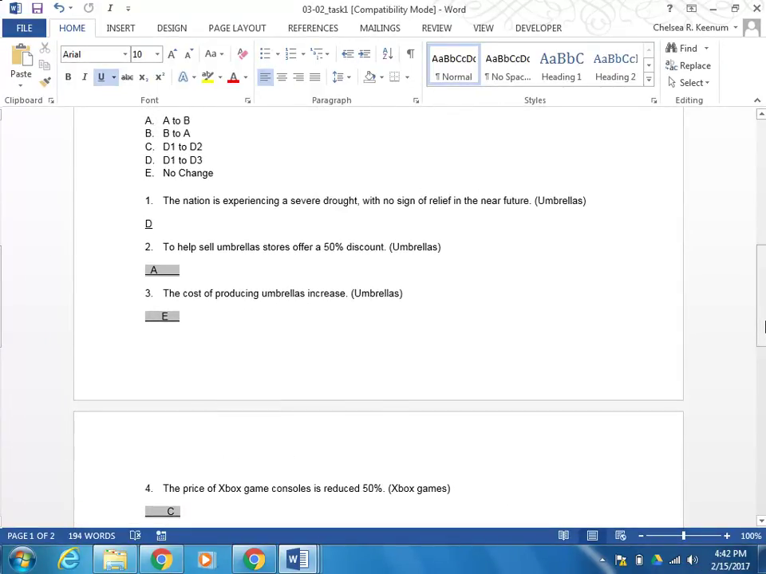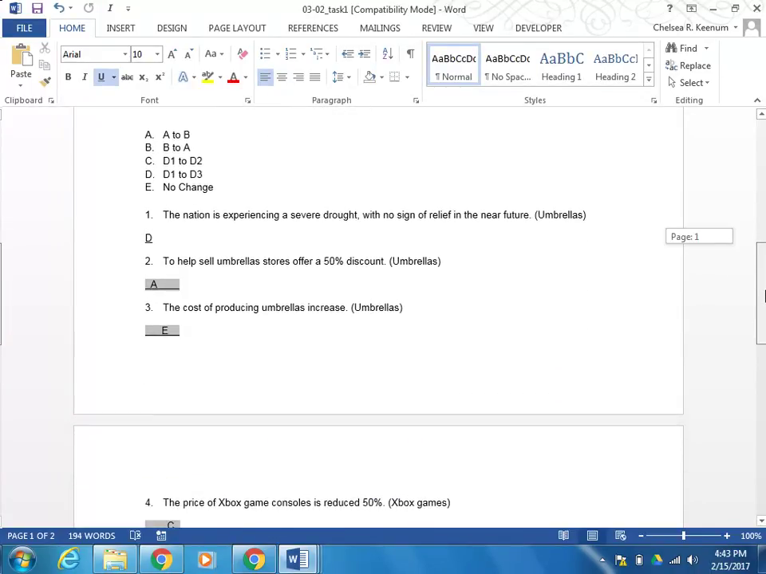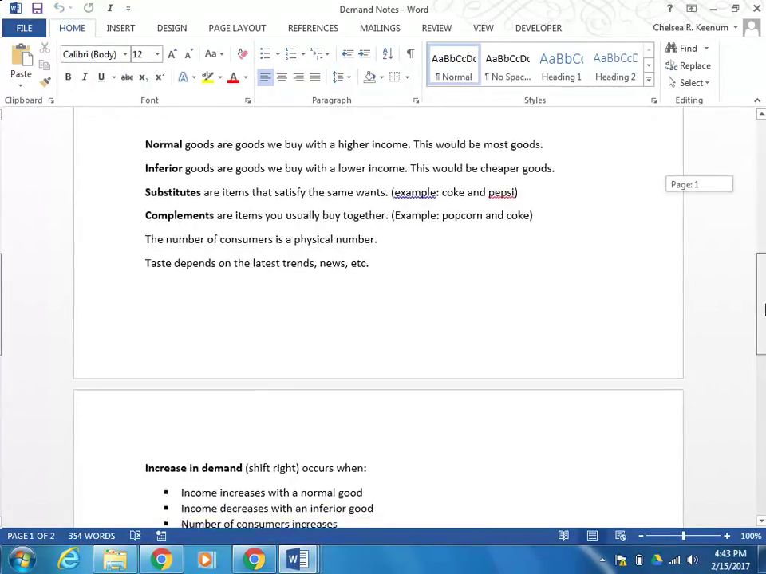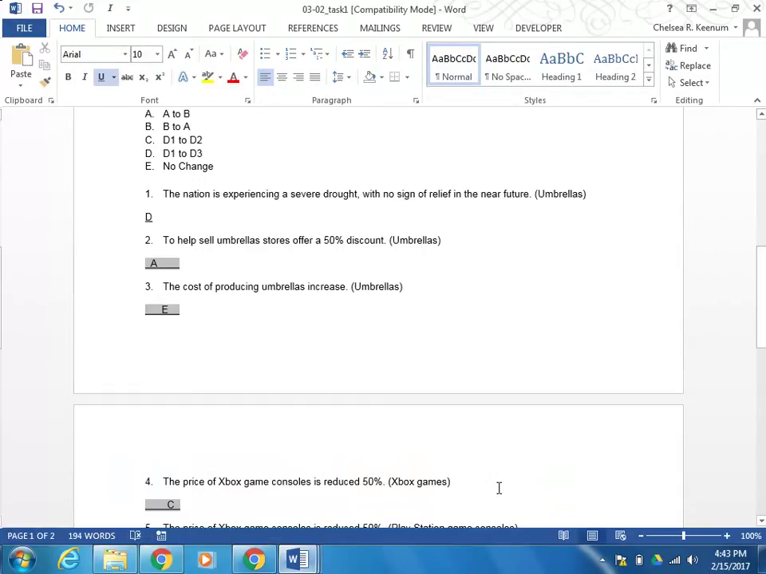Number four, the price of Xbox game consoles is reduced 50%. So what's going to happen to Xbox games? Well, this is going to be C, a shift to the right from D1 to D2. There's going to be an increase in the demand for Xbox games. And here is why. If we go back and look at our notes, an increase in demand happens when the price of a complement decreases. An Xbox console and Xbox games are complements because you use them together. So if Xbox game consoles are now 50% cheaper, more people are going to start buying them. So in turn, they're going to want to buy games for it. So the demand is going to increase.